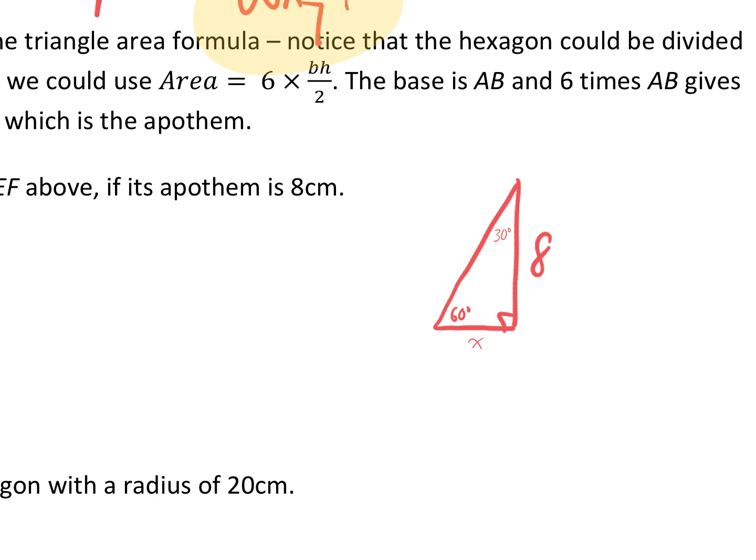This is a 30, 60, 90 triangle. If that's 8, this side, from your special right triangles, is just 8 divided by the square root of 3. So the side of the hexagon is 2 of those, and the perimeter of the hexagon is going to be 6 of those. I need my calculator out again. That's just 96 divided by the square root of 3, which is 32 times the square root of 3. That's the perimeter of the whole thing.